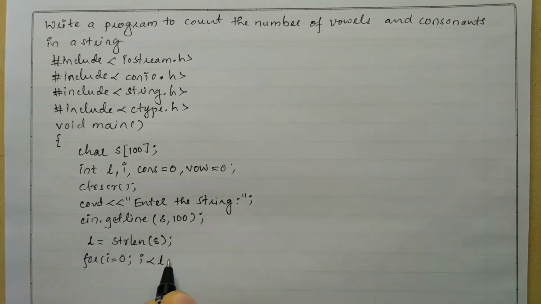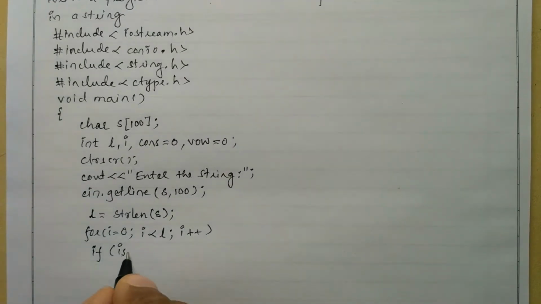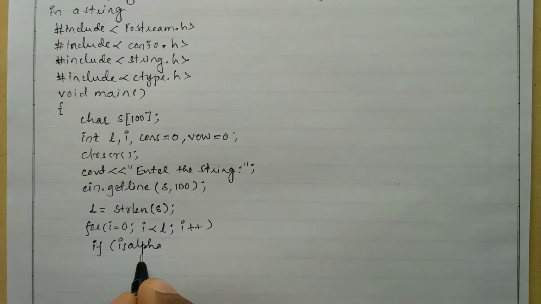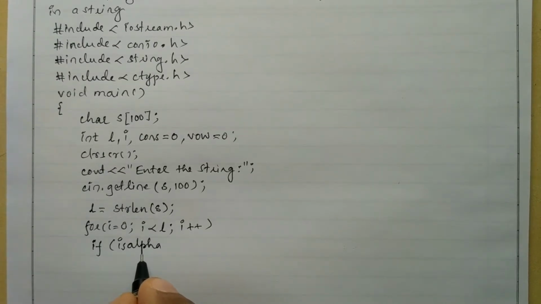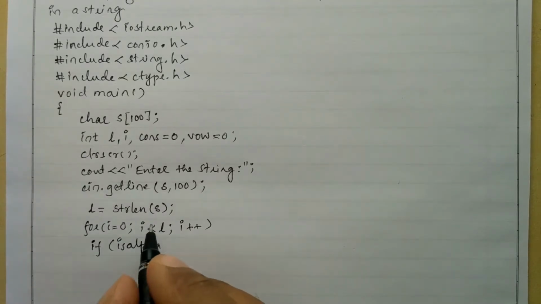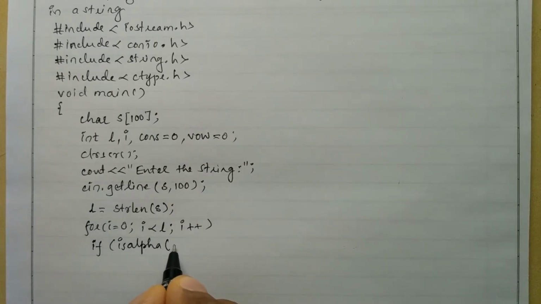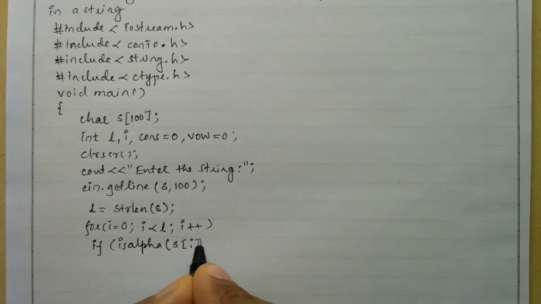Now I'm going to use the iterative statement: for i is equal to 0, i is less than length of the string L, i plus plus. Now I'm going to check the condition using an if with the built-in character type function isalpha. isalpha is a function which is going to check whether the character is an alphabet or not. If it is an alphabet, then it is going to return true value; otherwise, it is going to return false value. So isalpha, and I'm going to pass s of i.